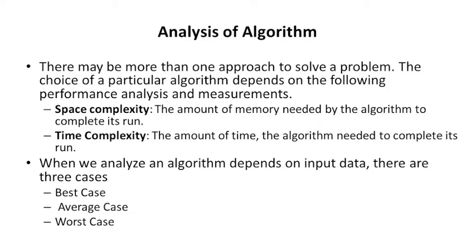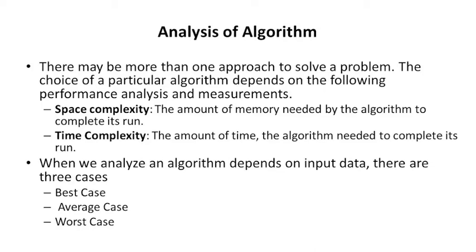What are space and time complexity? Space complexity is the amount of memory needed by the algorithm to complete its run. In order to finish the algorithm, what is the memory it needs? That is the space complexity. Time complexity is the amount of time the algorithm needs to complete its run. What is the time needed to complete the algorithm's run? Those are the space and time complexities.